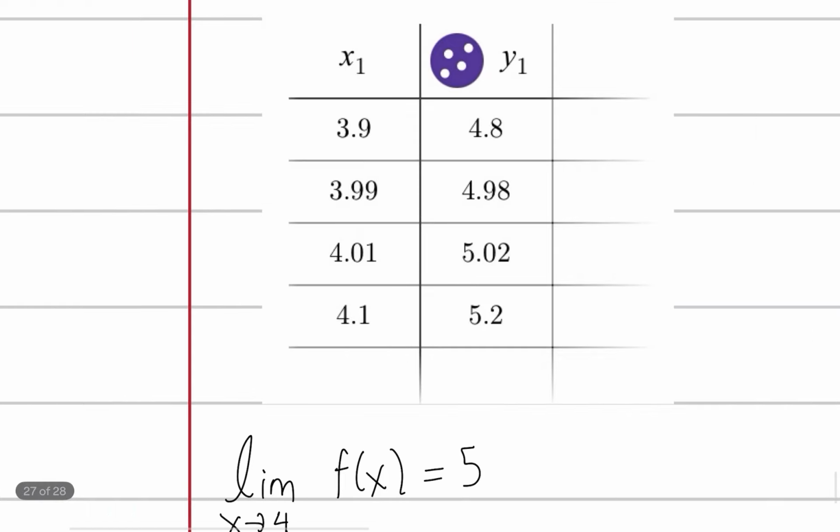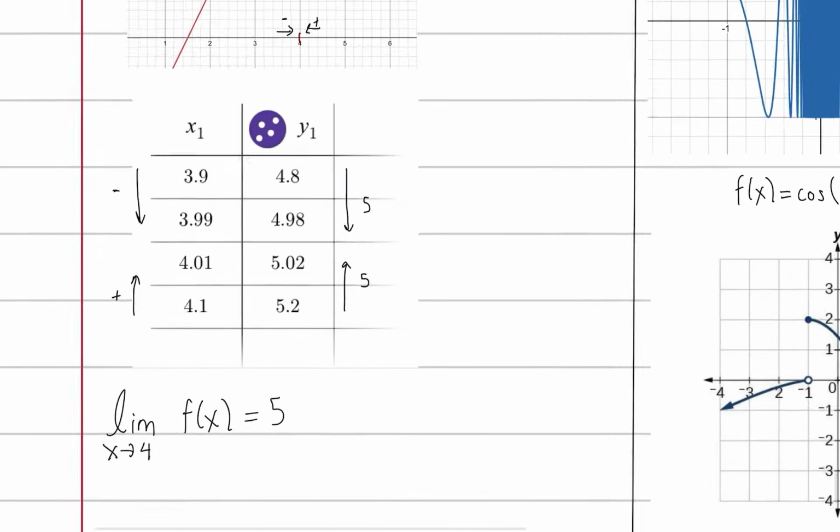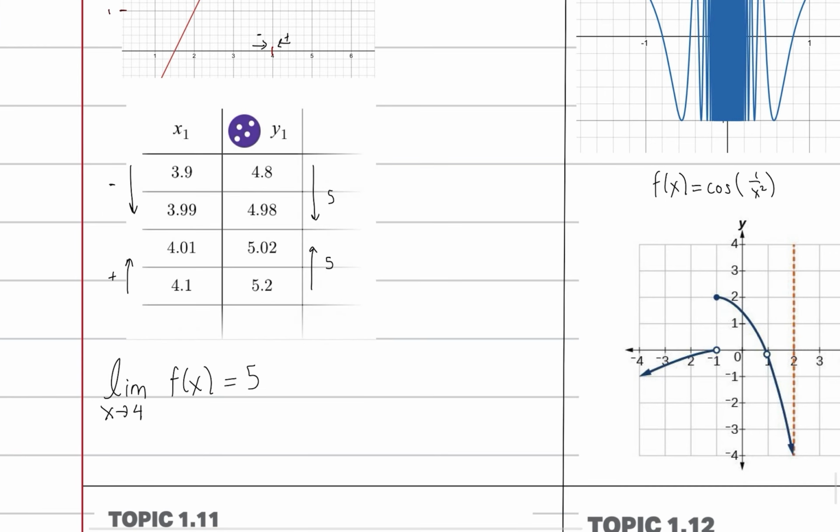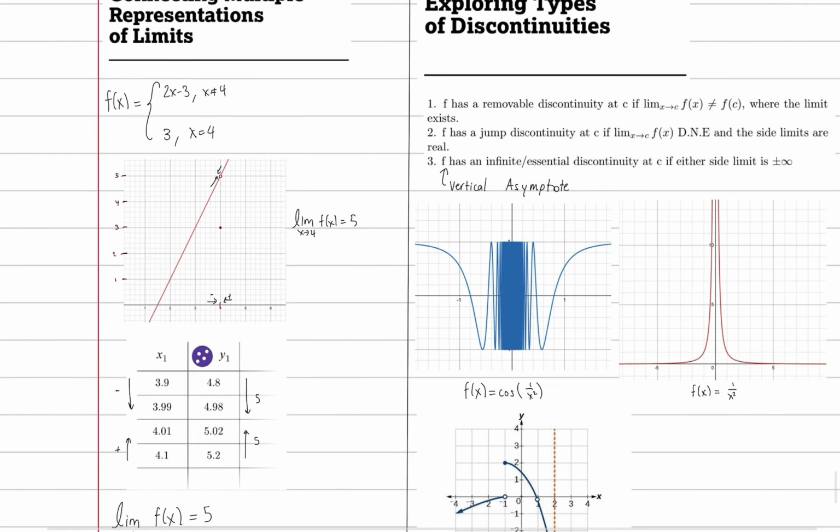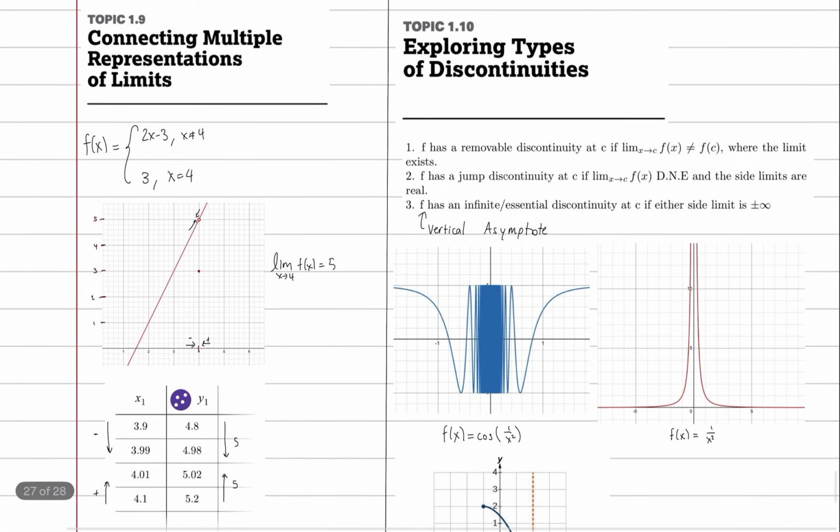And finally, from the table of limits, as we go from the minus side, which is from the left of 4, our y's get closer and closer to 5. Also, as we go from the right of 4, our y's get closer and closer to 5. So our limit is also going to be 5. So this is how all three of these interpretations match up.